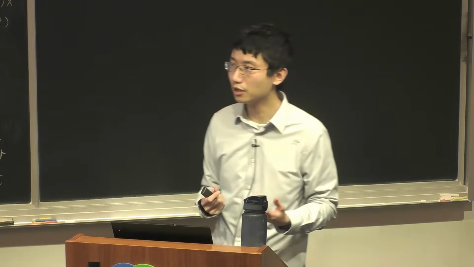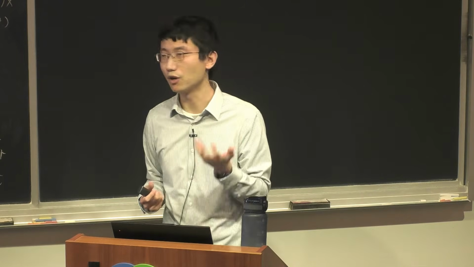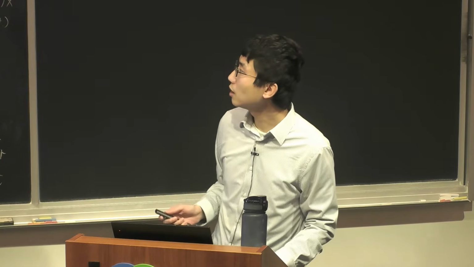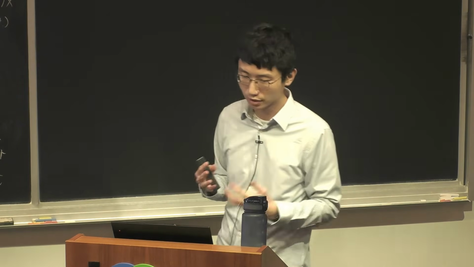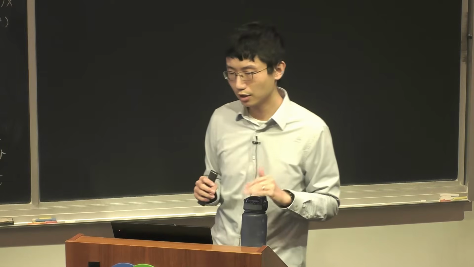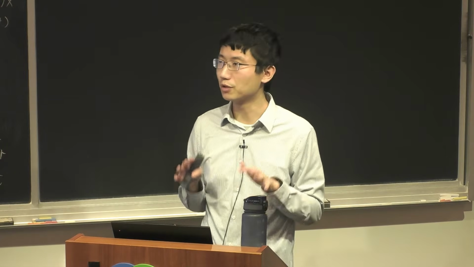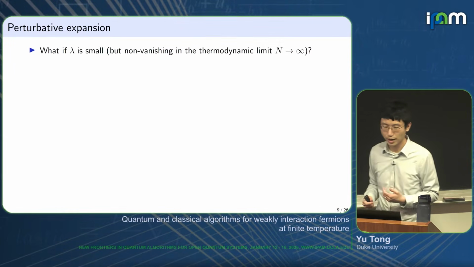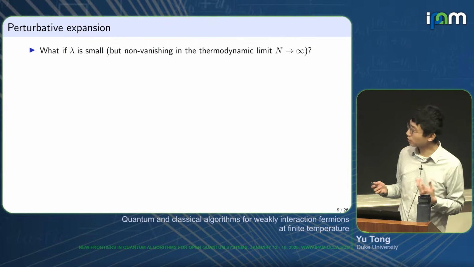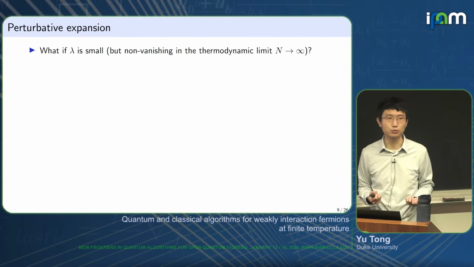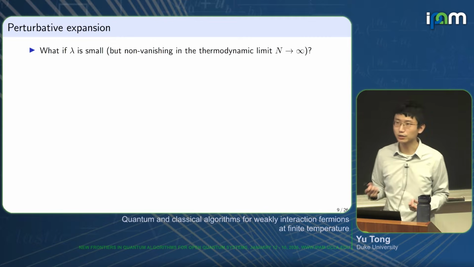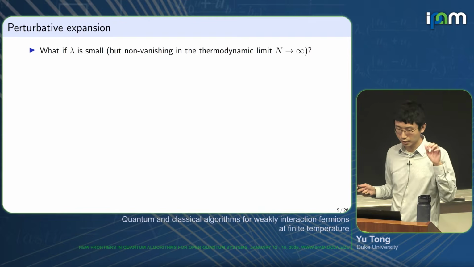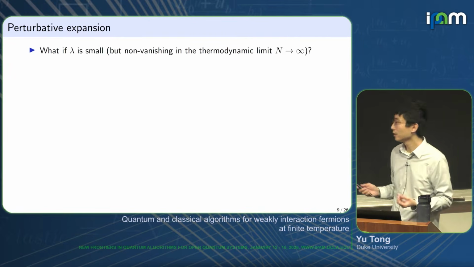So naturally, we consider what if lambda is non-zero but small? Can we deal with that? This is a natural question. But we also care about a case where lambda is not too small. Typically for a quantum system, we care about the thermodynamic limit, which is the system size going all the way to infinity. For the computation to be meaningful, we need lambda to not vanish in that limit, which means we will consider lambda that is independent of your system size n.